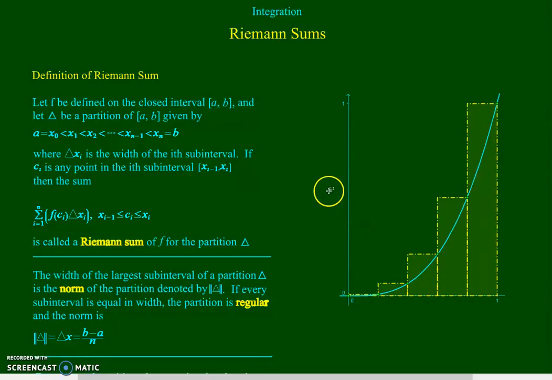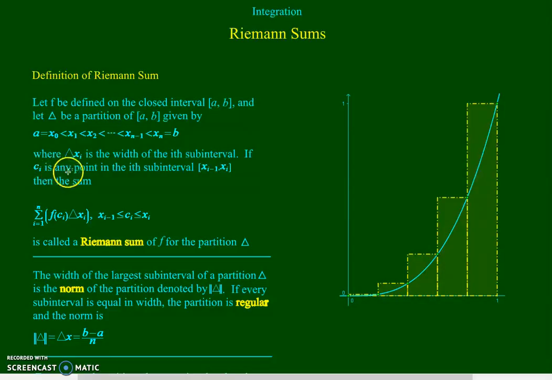So formally, it says, let f be defined on the closed interval [a, b], and let delta be a partition of [a, b] given by a equals x0, x1, and so on, all of these less than b. In other words, any point within that region, where delta x sub i is the width of the ith subinterval, that is, the width of that particular rectangle.